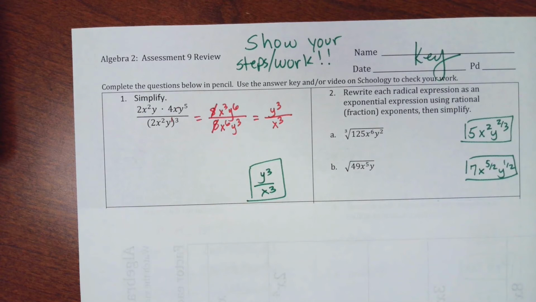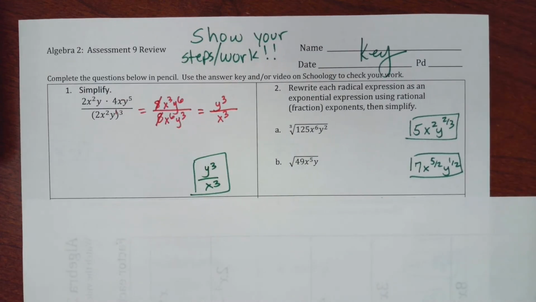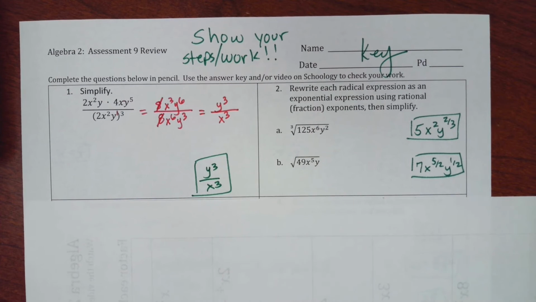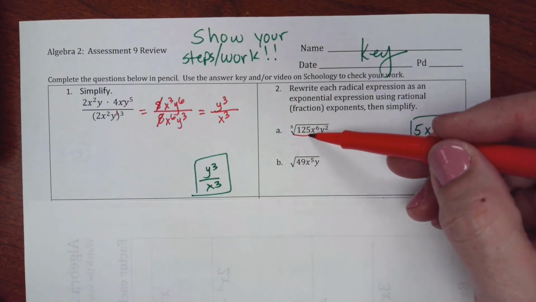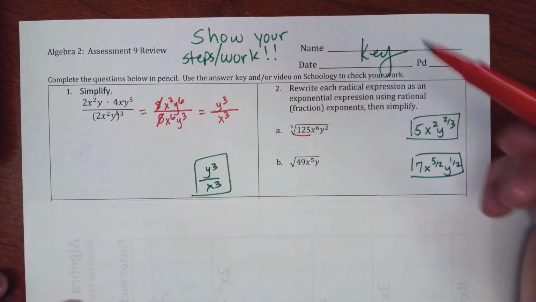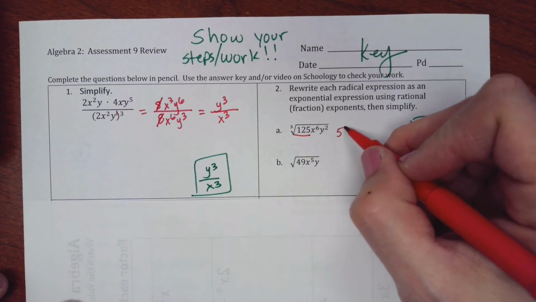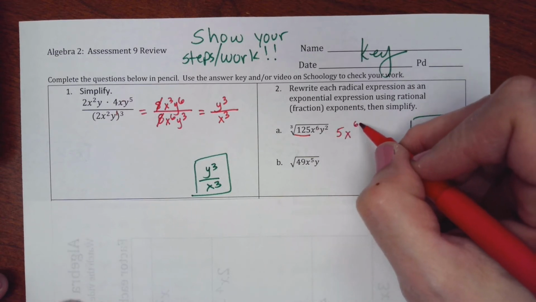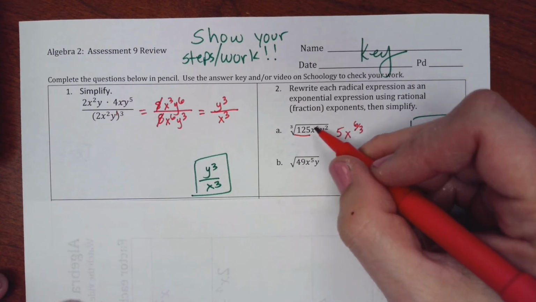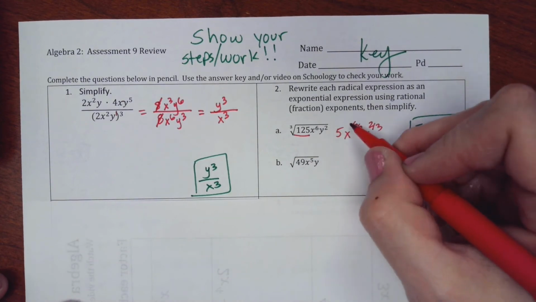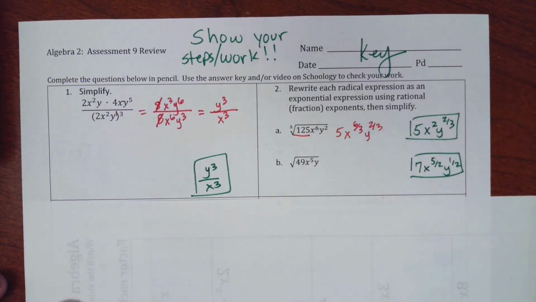There's my answer. All right, number 2 says rewrite each radical expression as an exponential expression using rational or fraction exponents if you need to. All right, so the cube root of 125, 5 times 5 times 5 is 125, so that popped out. Remember that then I have my power over my root. So my power is 6, my root is 3. So my exponent over my index. And then I have 2 over 3. Well, 6 over 3 is 2, so that leads me to my answer there.